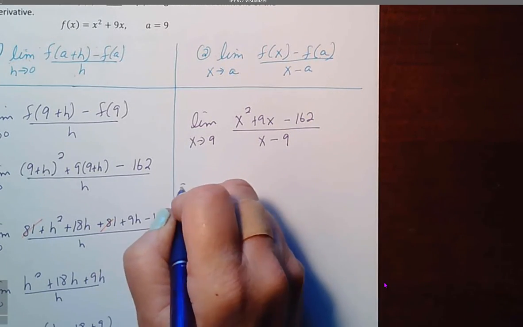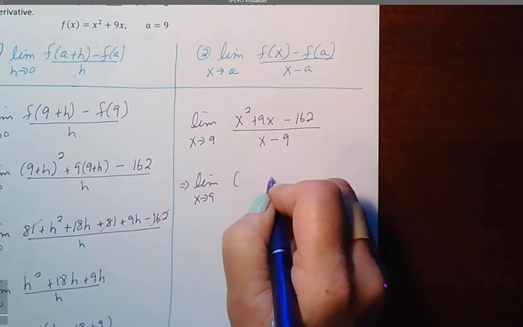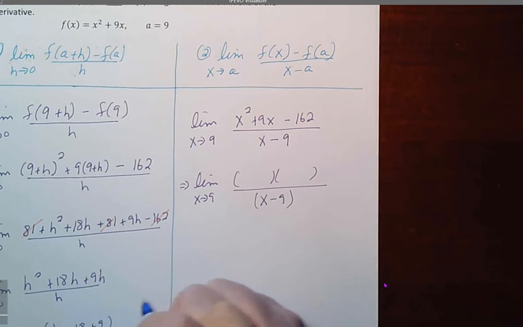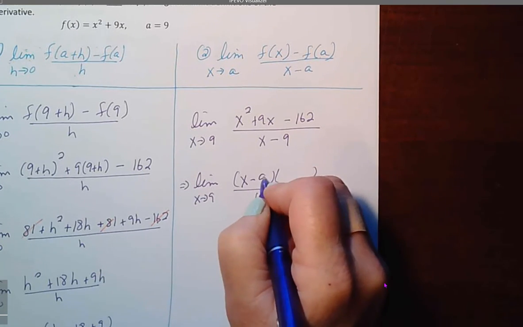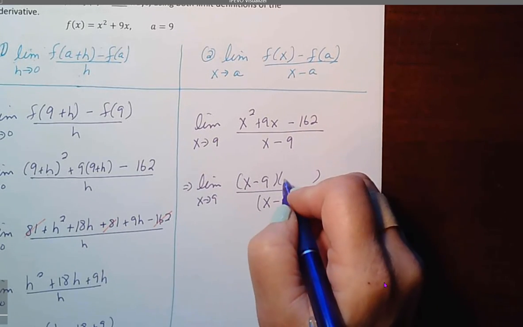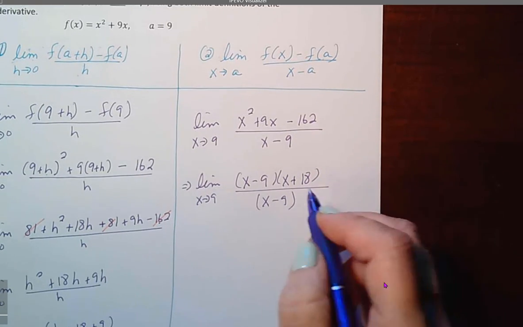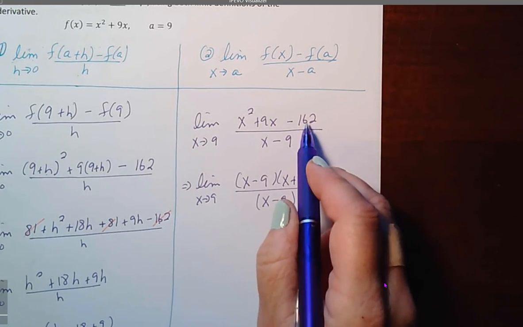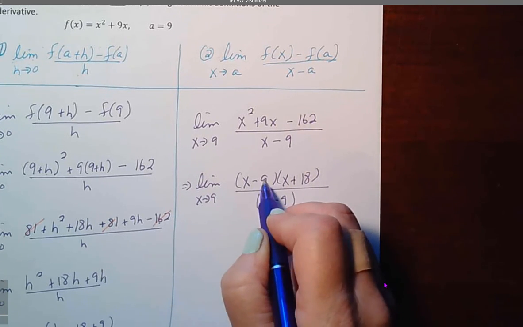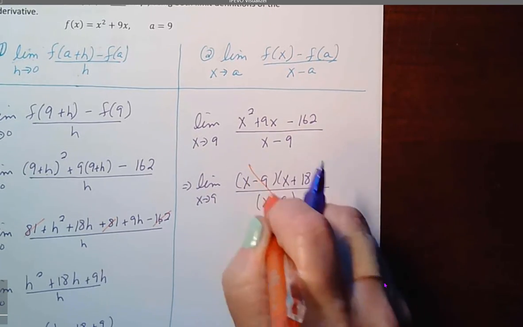So I'm going to say that implies the limit as x approaches 9. I'm going to open up my parentheses here, x minus 9 down here, and there's x minus 9. It's negative, so it has to be positive here: x plus 18, because 9 times 18 is 162, and 18x minus 9x is positive 9x. That works. So then I can cancel this.